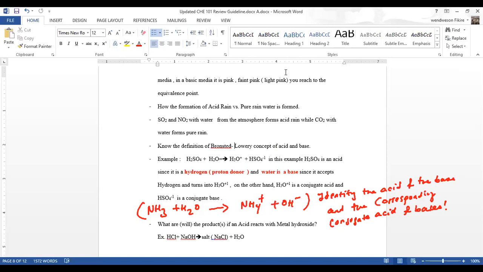Is NH3 an acid or a base? Abimola, please go ahead. In this case, NH3 is accepting the hydrogen from the product, so it's the base, and then H2O is the acid in this case.